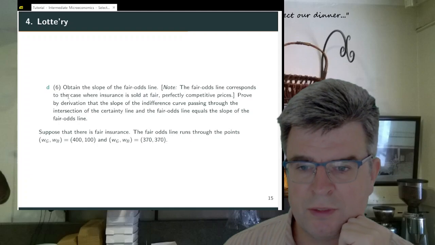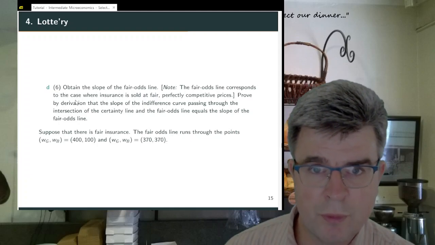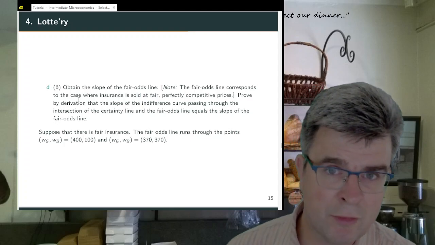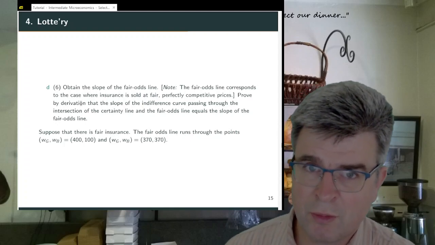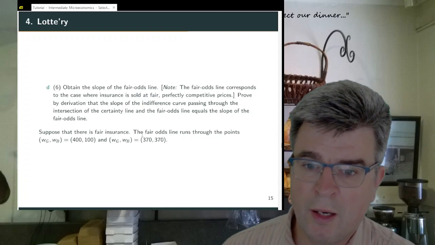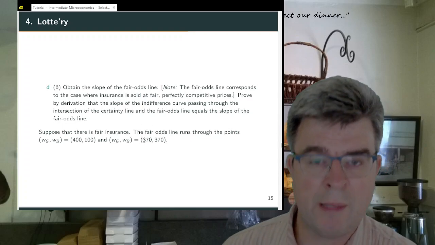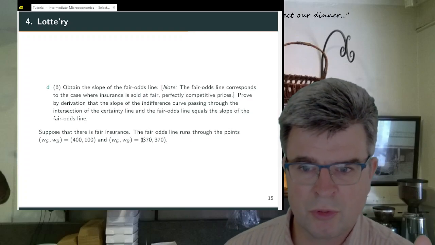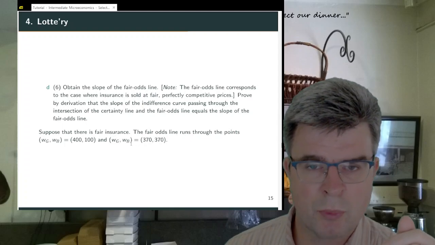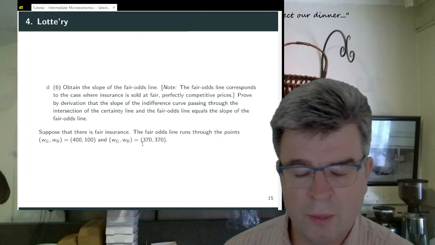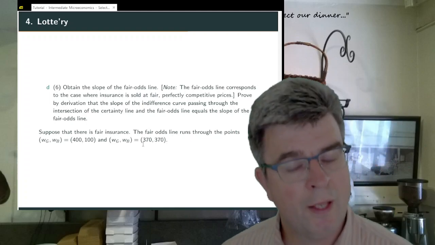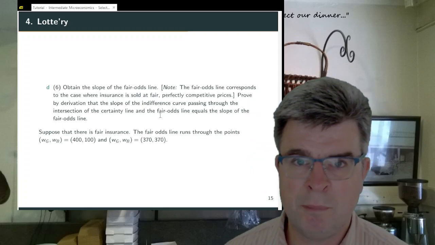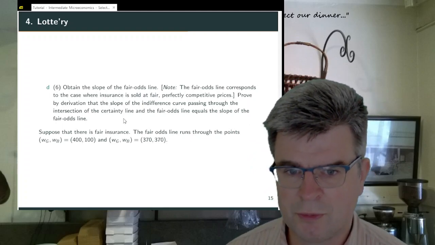So it means that if you have full insurance, whatever happens, good state of the world, you keep your phone, or bad state of the world, you lose your phone, your final wealth will be the same. So you're no longer exposed to this uncertainty. Both in the bad state of the world and the good state of the world, you will end up with 370. And the 370 is just your initial 400 minus the fair premium that you paid for the insurance.